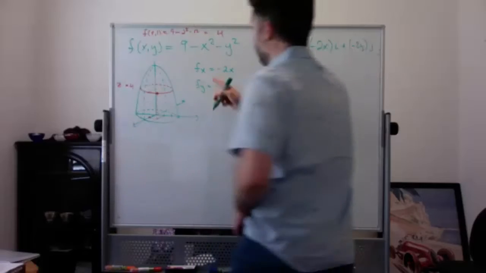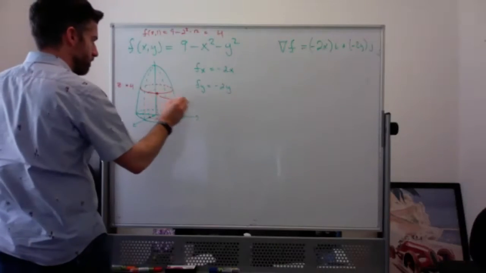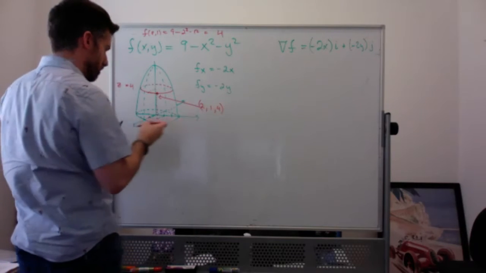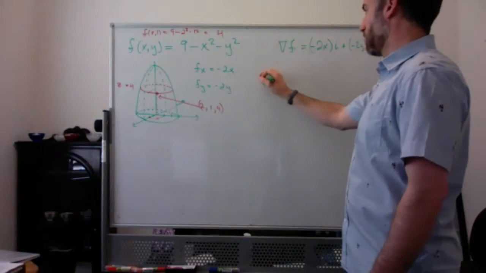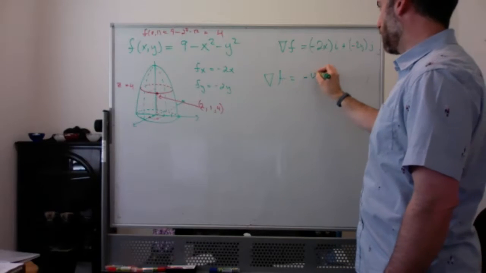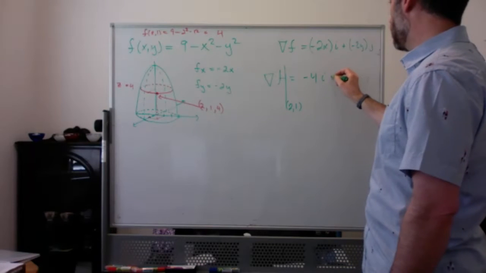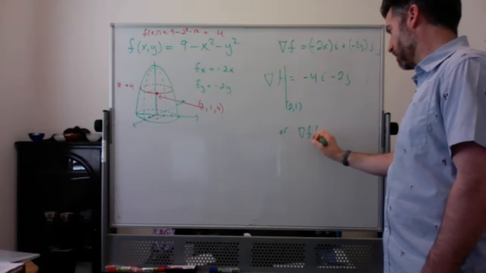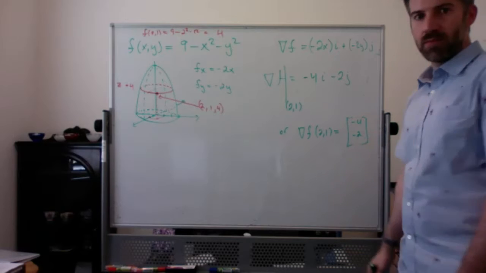If I plug in the points, so again, this is the point here, (2, 1, 4) is that point there. If I plug in 2 for x and 1 for y, look what I get. The gradient of f evaluated at (2, 1) is negative 4i minus 2j. Or if you prefer, the gradient at (2, 1) is the vector (-4, -2). Same thing, it's just a different way of writing it.